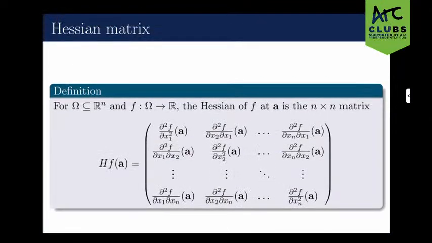Okay, then we have the Hessian matrix. So again, this is for a function that is real valued, so the range is just one dimensional. Previously we've defined the gradient for these other functions. The Hessian is just this matrix of second order partial derivatives. So it's partial with respect to x1 twice, and so on. You get the point. That's the Hessian matrix.